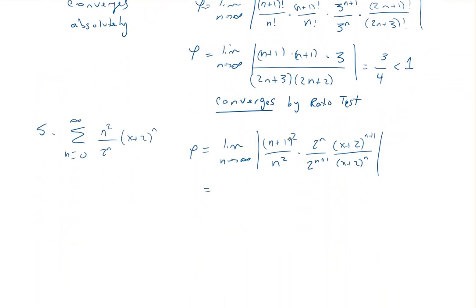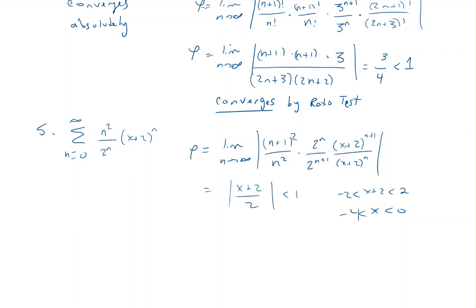This is 1. n squared plus 2n plus 1 over n squared, as n goes to infinity, is 1. So this is 1. This is 1/2, and this is x plus 2. So this is just going to equal x plus 2 over 2. We know this is less than 1. So that means x plus 2 is between 2 and negative 2. And therefore x is between 0 and negative 4.